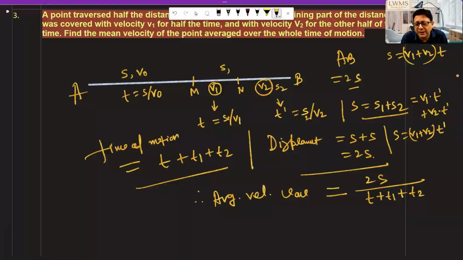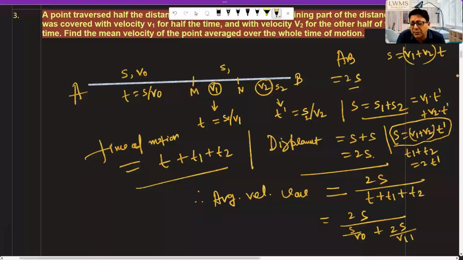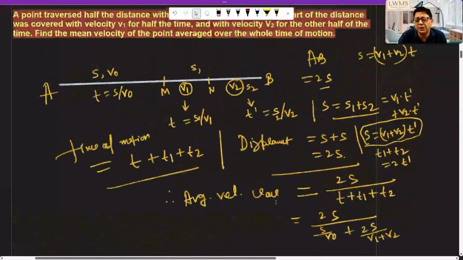So now if you write, it is going to be 2s by t, where t stands for s by v0 plus t1 plus t2. What is t1 plus t2? It is 2t dashed, isn't it? And from here, t dashed I am getting as 2s by v1 plus v2. Done. Everything is coming in terms of v0, v1, v2, whatever is given.